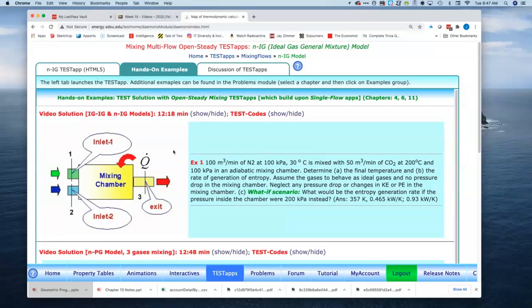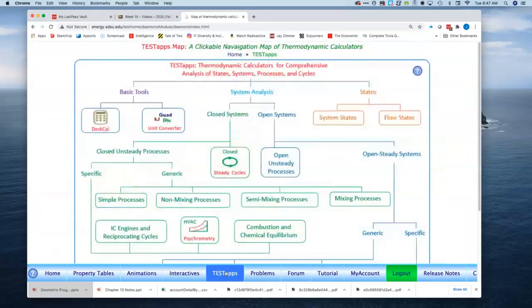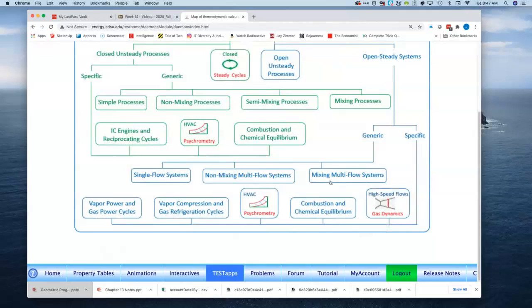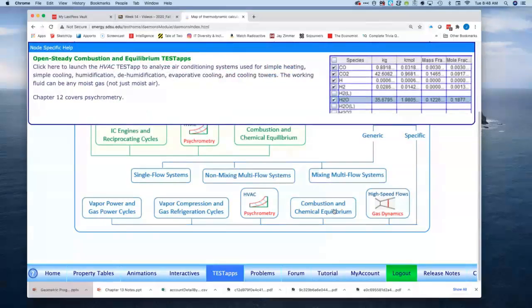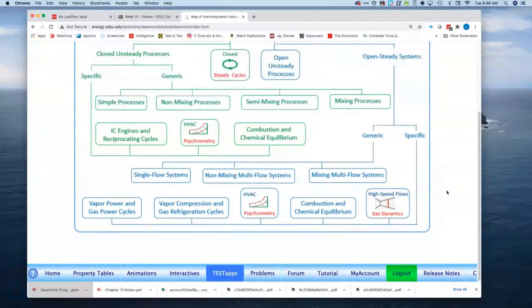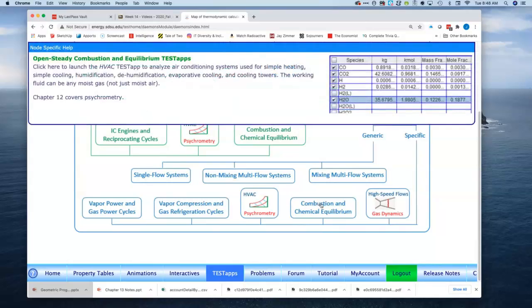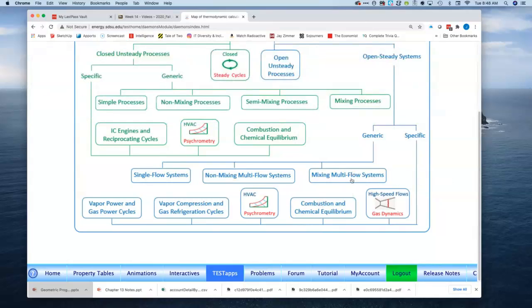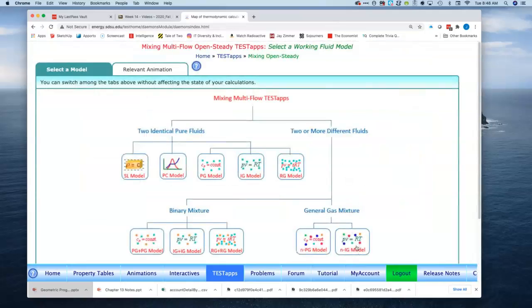The difficulty of using this software to solve these problems is that we have to make sure that we put in the right proportions of everything. Now, when we go back, you'll notice here that there is a combustion test app. When we get to that, you'll see that we can very easily select fuels, select air, and have it do all the calculations of the theoretical combustion. And so we're going to do it in the mixing multi-flow for right now.